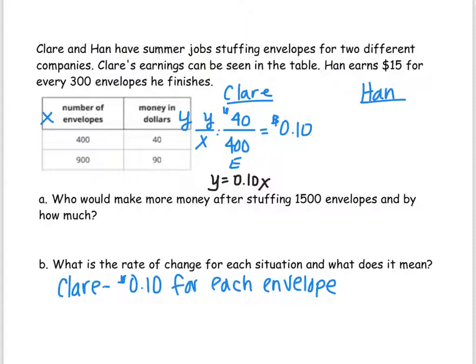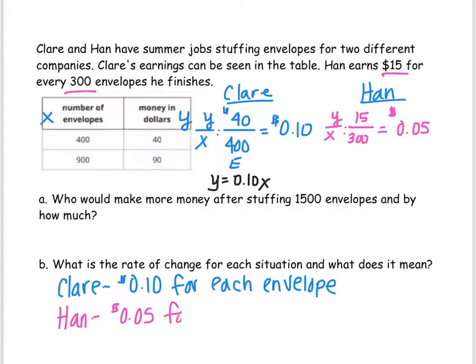Han doesn't give me a table, however, it does tell me that he gets $15 for 300 envelopes. So again, I can consider it the same thing, Y over X. He's getting $15 for 300 envelopes. So when I divide that out, I get 0.05. So that means it's 5 cents for one envelope. So that is his rate of change. It's 5 cents for each envelope.